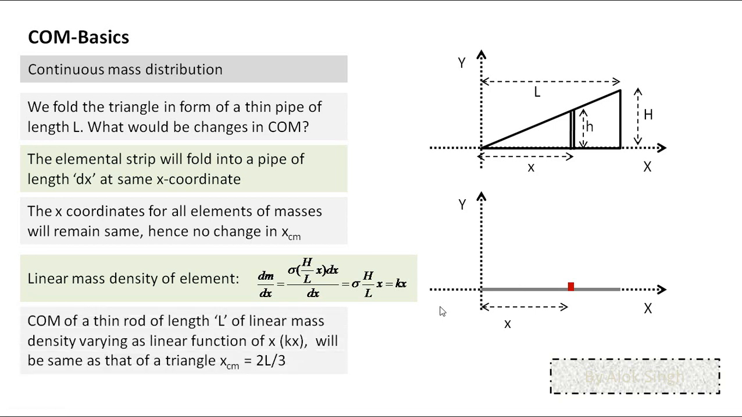And the center of mass of the thin rod of length L, with linear mass density varying as a linear function of x, what is the mass density? In the form kx. It will be the same as that of a triangle, hence this rod's xcm will be equal to 2L by 3. So indirectly we have found the center of mass of a rod whose linear density varies as a linear function of x, in the form kx.